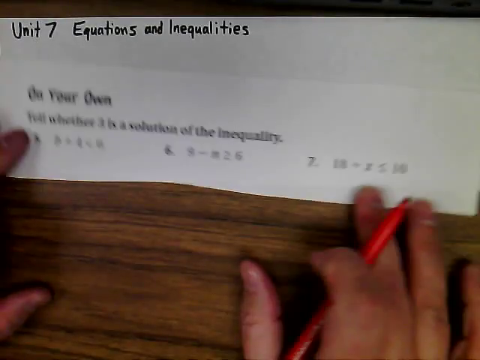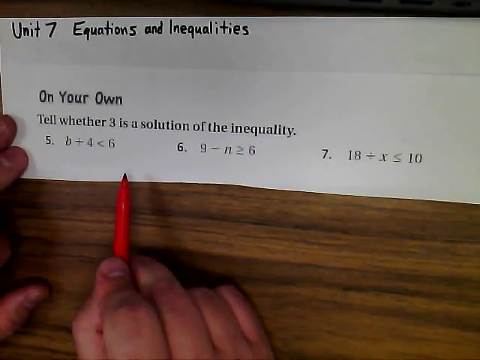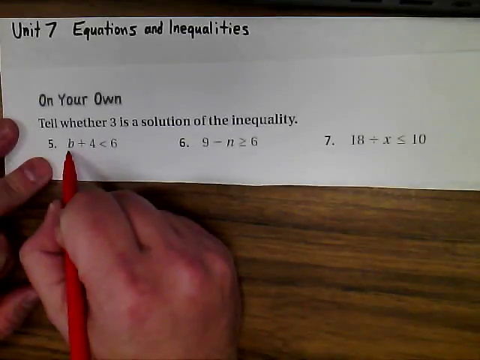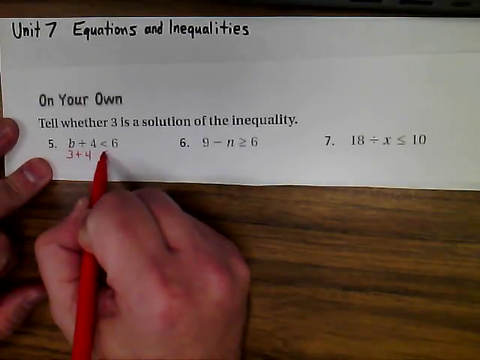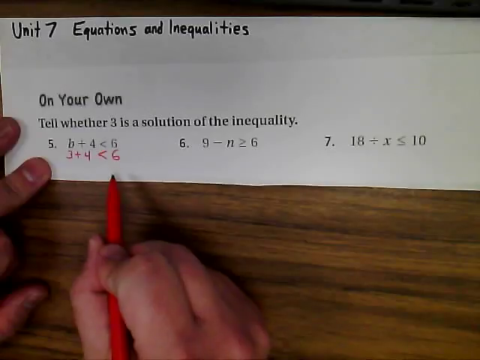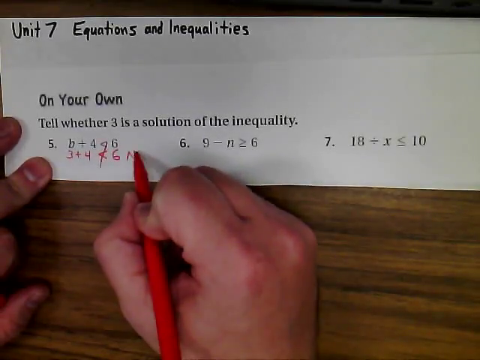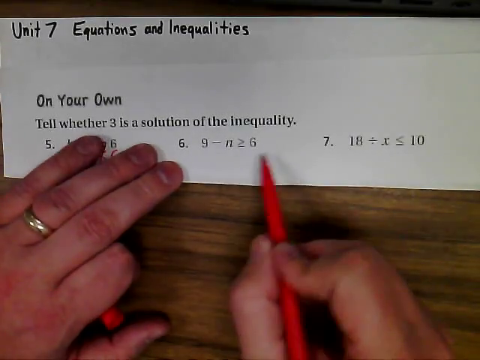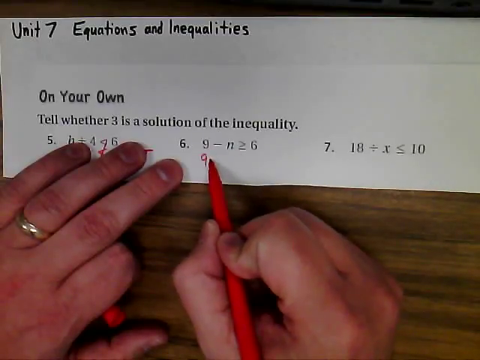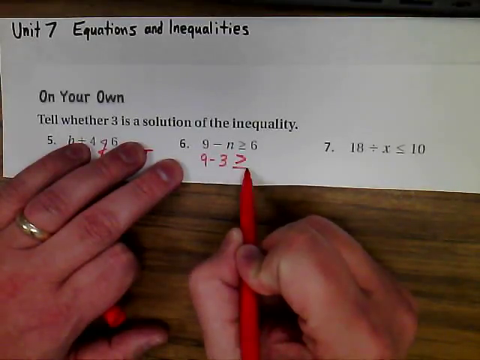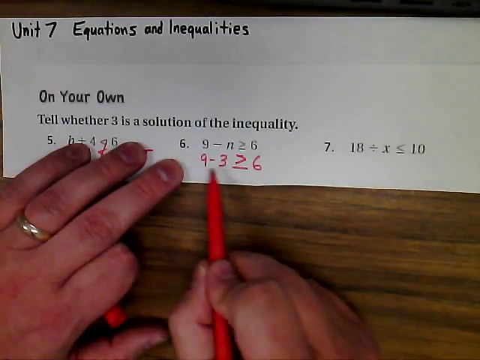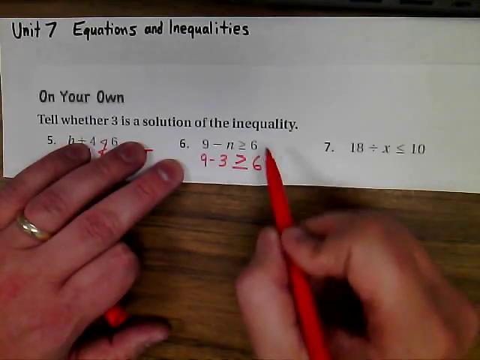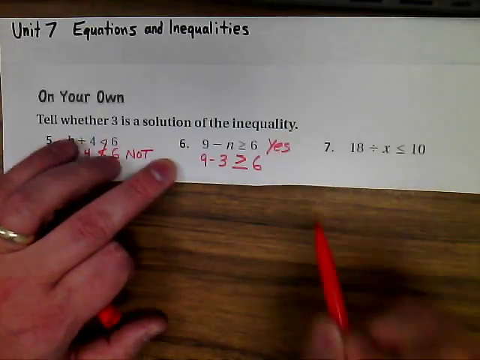So to identify if 3 is a solution to this inequality, we're going to plug it in and try. Is 3 plus 4 less than 6? No, 3 plus 4 is greater than 6. This is not a solution. We can try plugging the 3 in here. 9 minus 3. Is 9 minus 3 greater than or equal to 6? Well, 9 minus 3 is 6. That's equal to 6. So this is a yes, that is a solution.